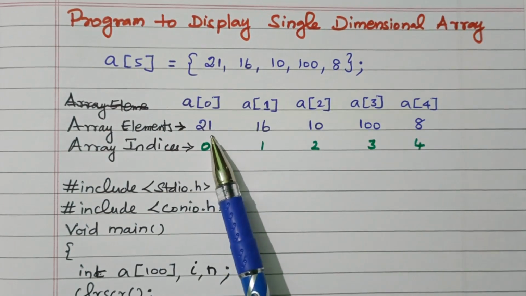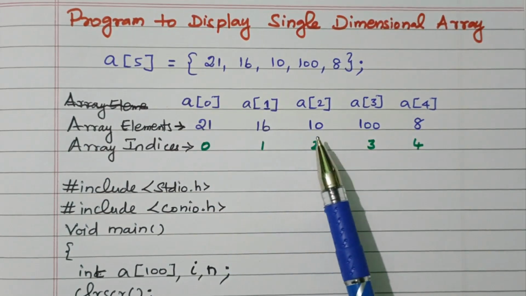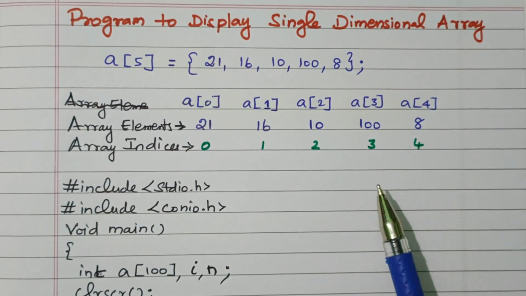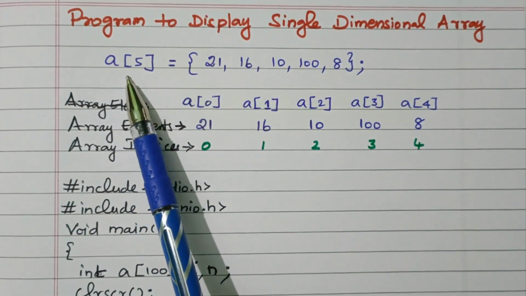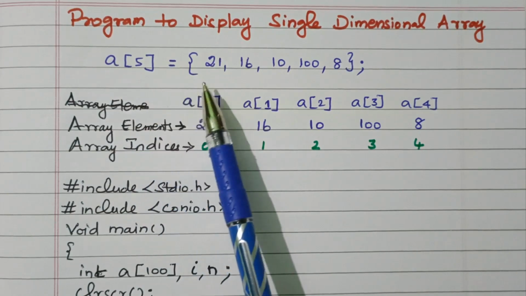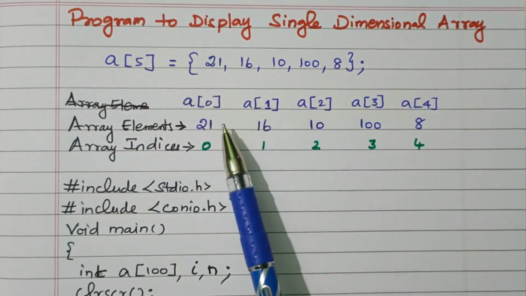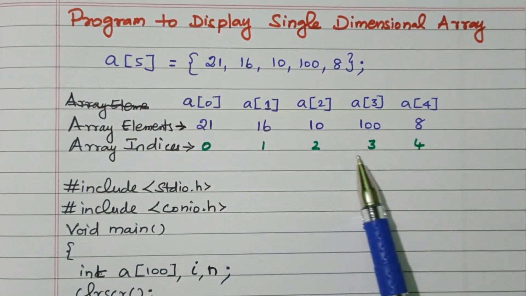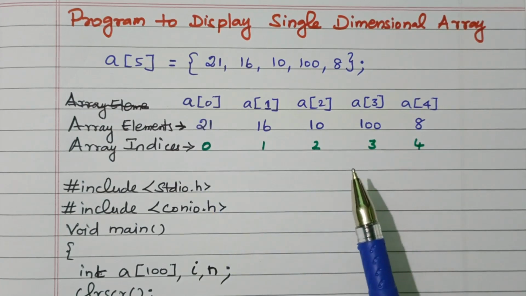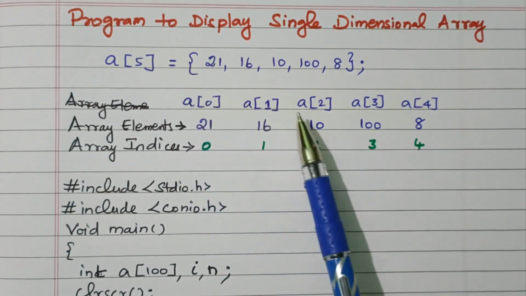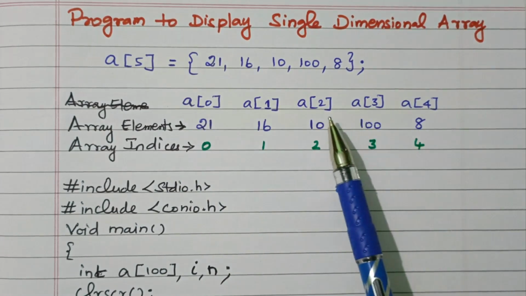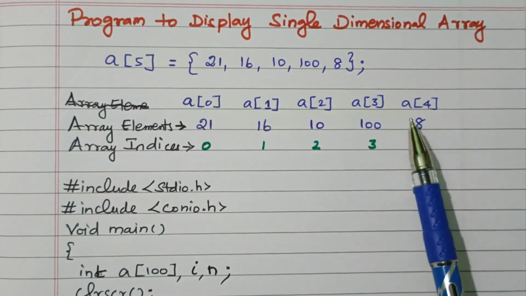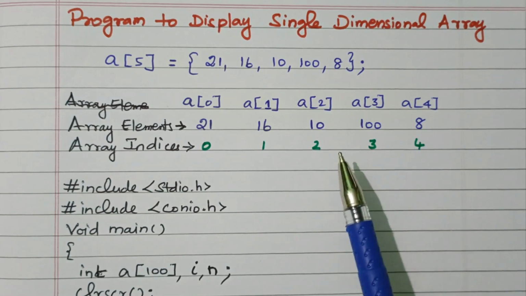In A of 0, we are storing 21. 16 is stored in A of 1, 10 in A of 2, 100 in A of 3, and 8 in A of 4. Right? So A of 5 is the single dimensional array. We can store 5 elements. These 5 elements are given here, and the details of how they are stored are also given. By using the indices, we can differentiate the memory location: A of 0, A of 1, A of 2, A of 3, A of 4. For example, A of 2 means the third element, A of 4 means the fifth element. So by using the indices, we can clearly differentiate with the common name, only A.